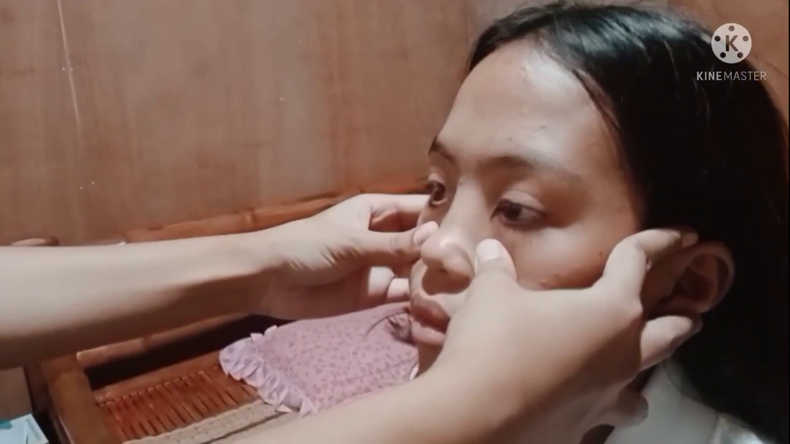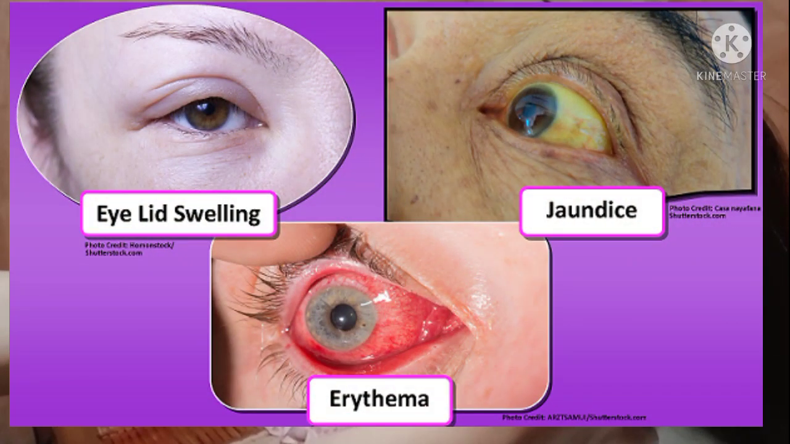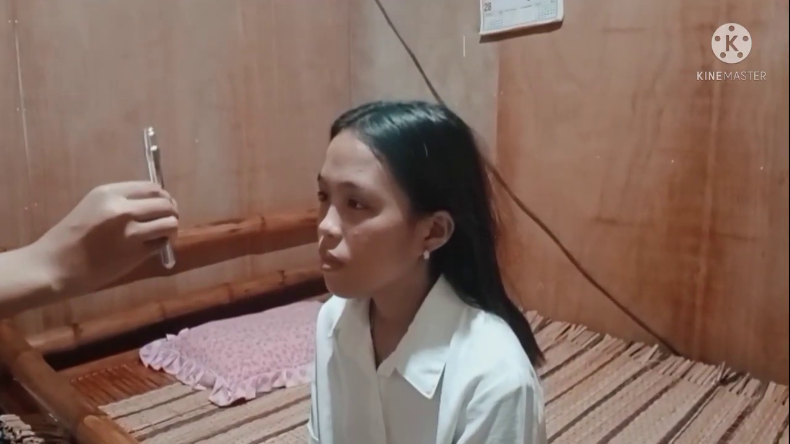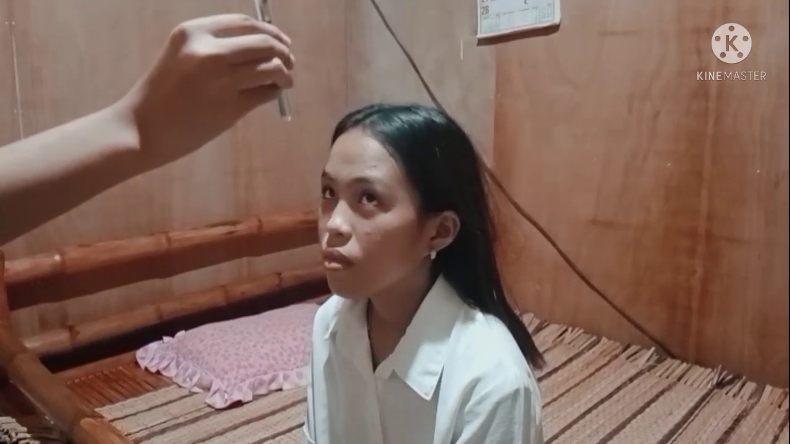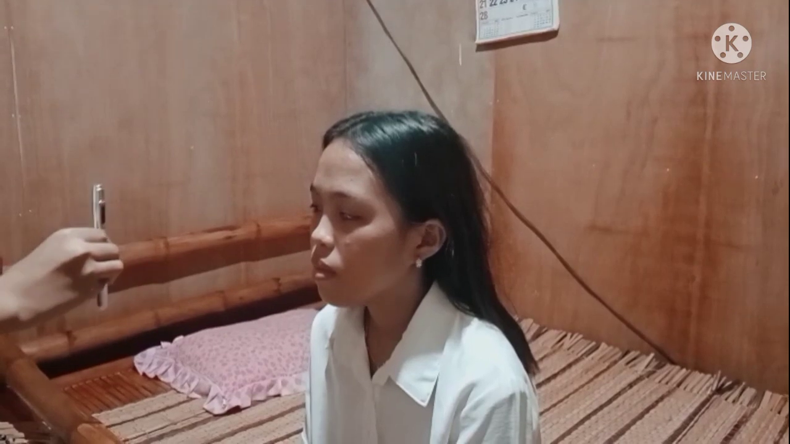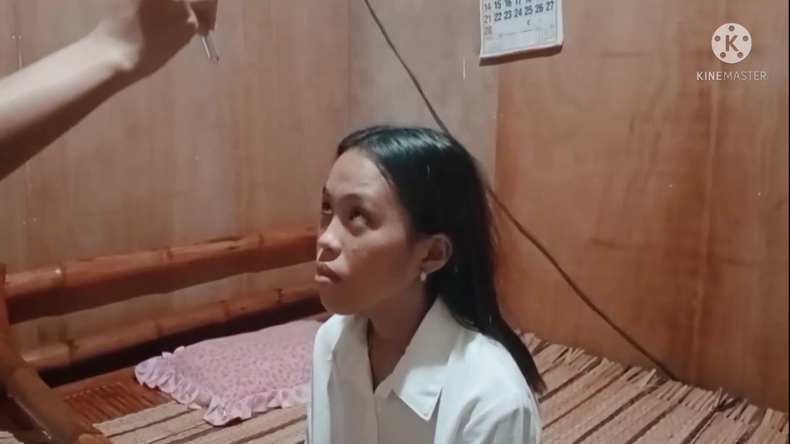Next is the eyes. Inspect the eyes, eyelids, pupils, sclera, and conjunctiva. Check for swelling of the eyelids. Is the sclera white and shiny, not yellow as in jaundice? To test cranial nerves 3, 4, and 6, have the patient follow the penlight by moving it 12 to 14 inches from the patient's face in the 6 cardinal fields of gaze.